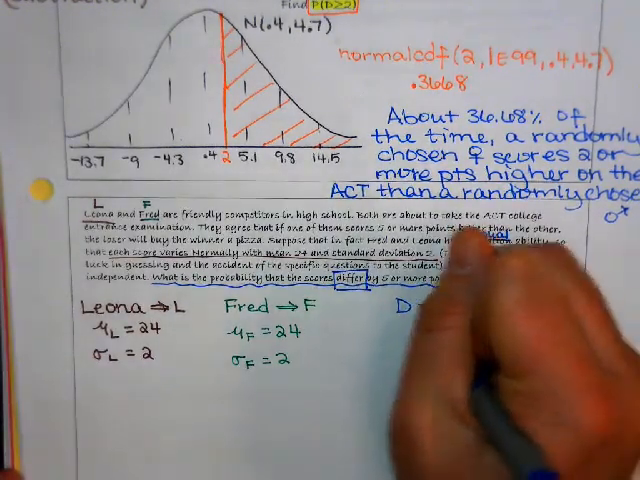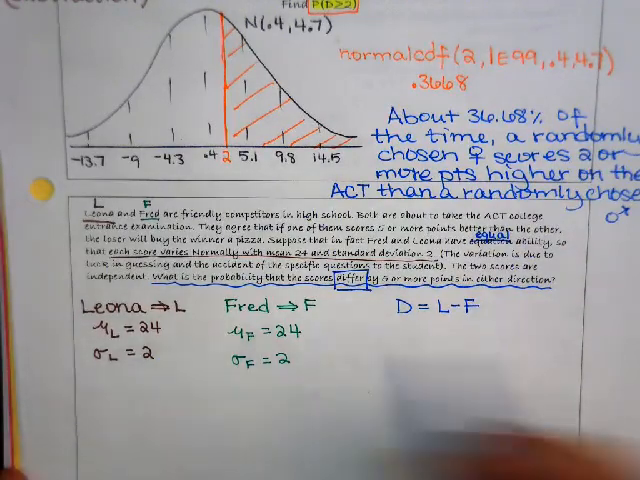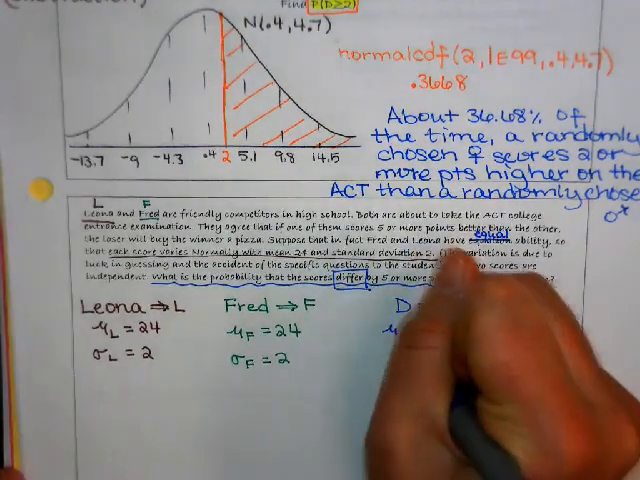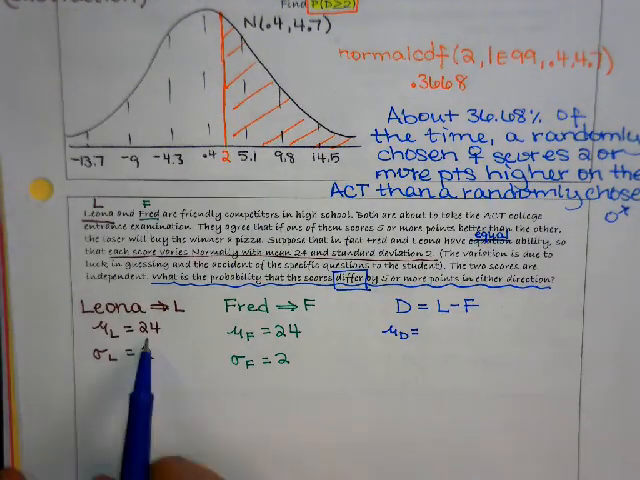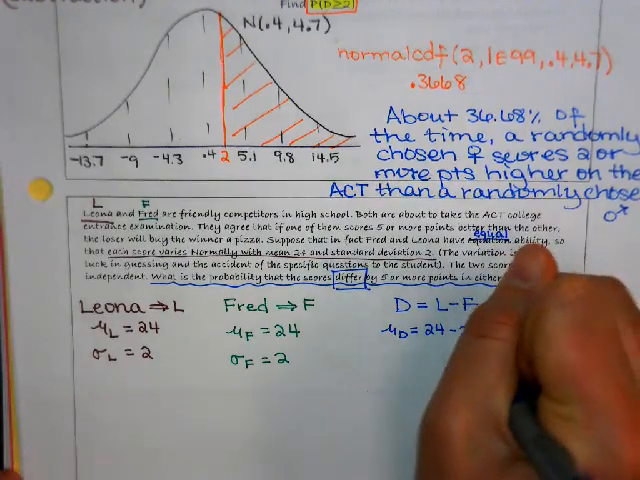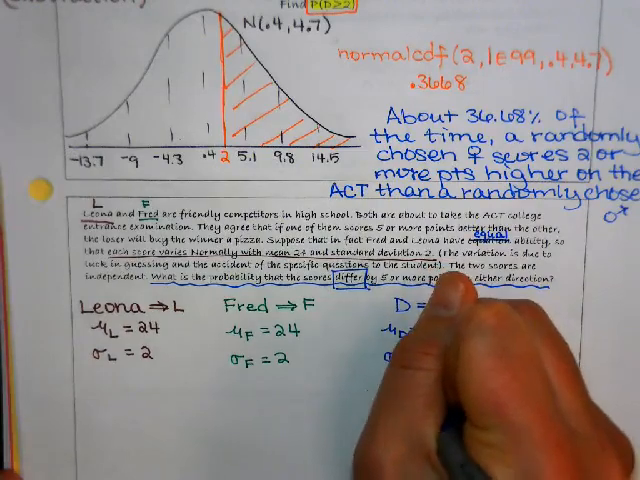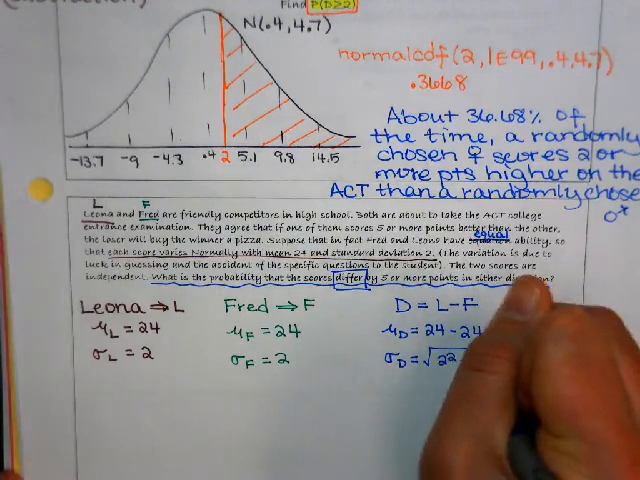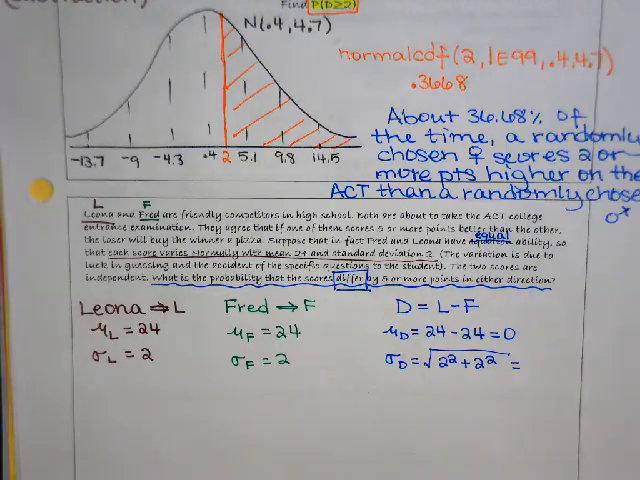So, the mean for our difference, 24 minus 24, is 0. The standard deviation for our difference is going to be the square root of 2 squared plus 2 squared, which is the square root of 8. Almost 3. 2.828.